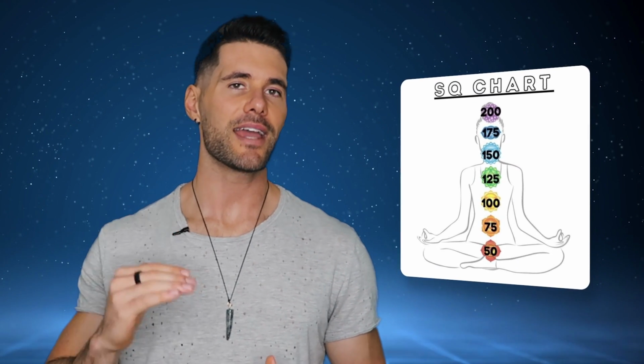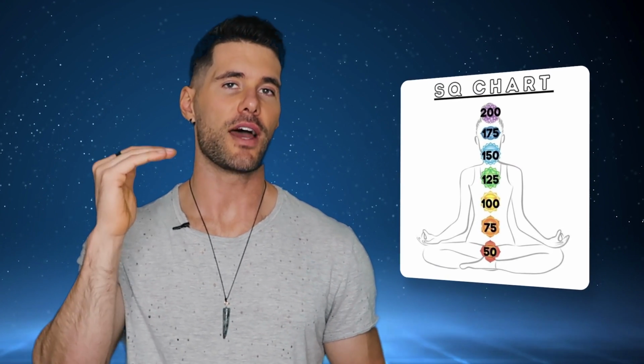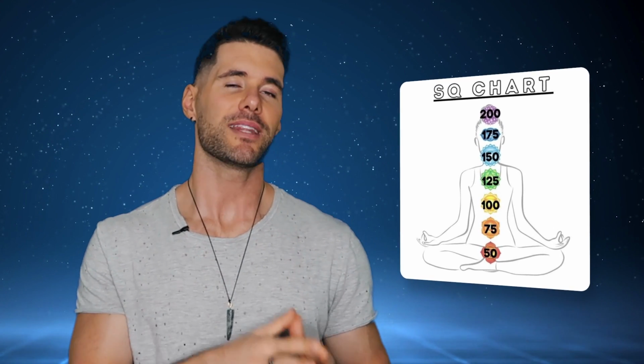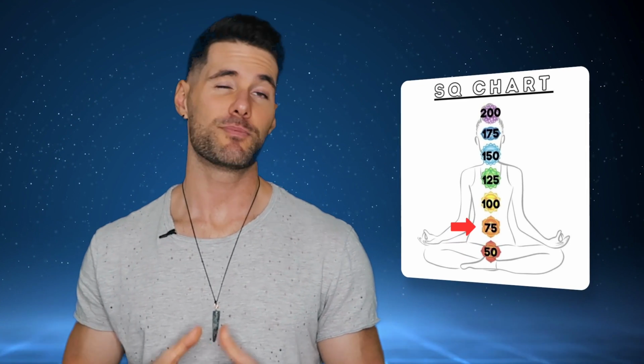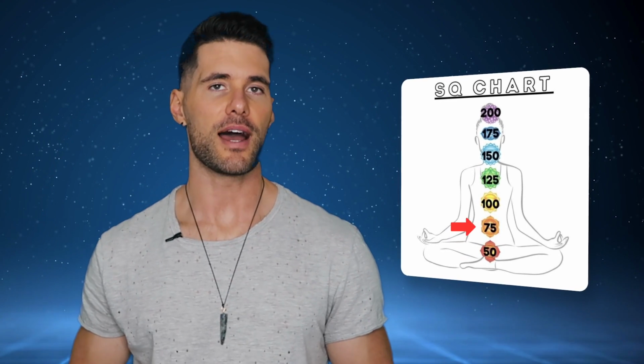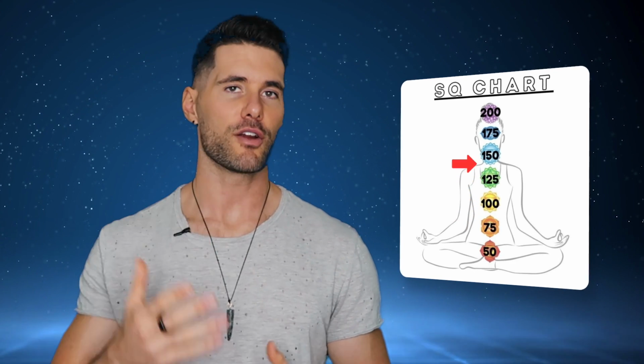So now that we've gone over each of the 7 levels of the SQ chart, let's talk about how to determine your SQ range accurately. The numbers over each chakra on this chart represent the highest level of activation of that chakra, and the range begins where the previous chakra leaves off. So for instance, the root chakra SQ range is between 1 and 50. The sacral SQ range is between 51 and 75, and so forth up the entire chart.